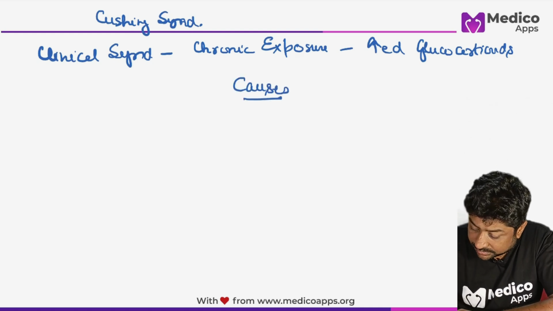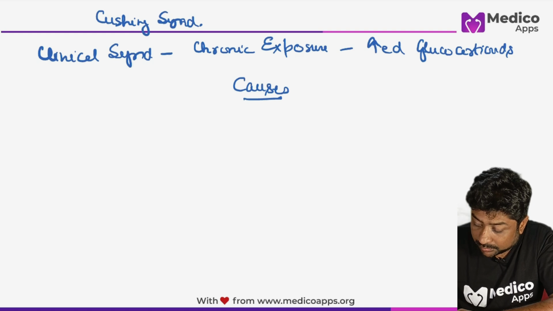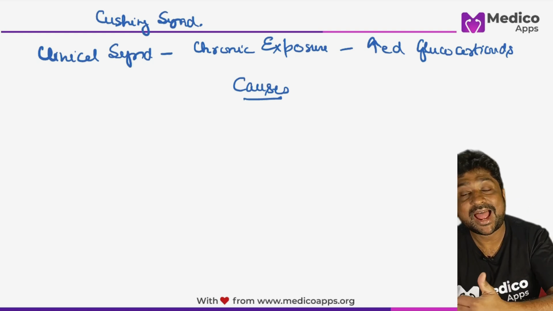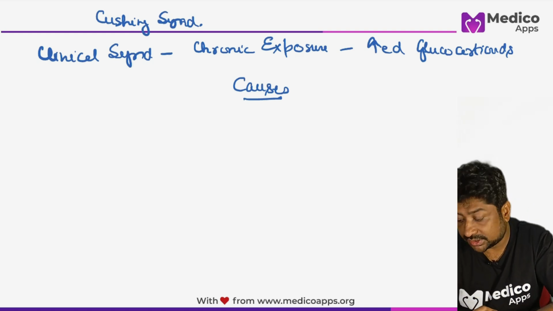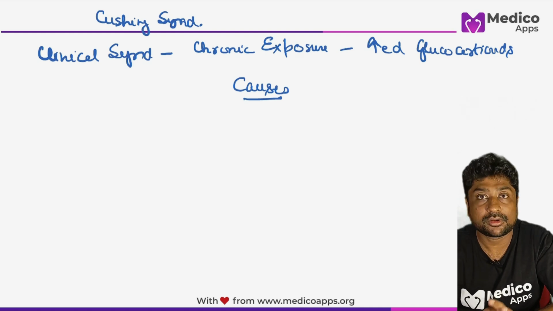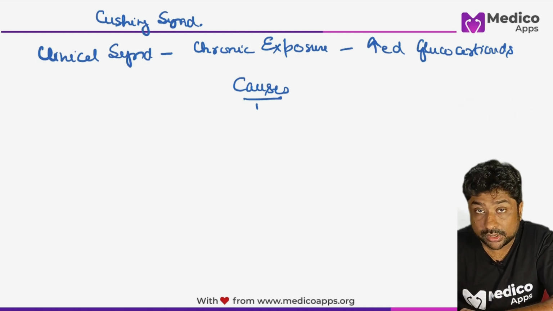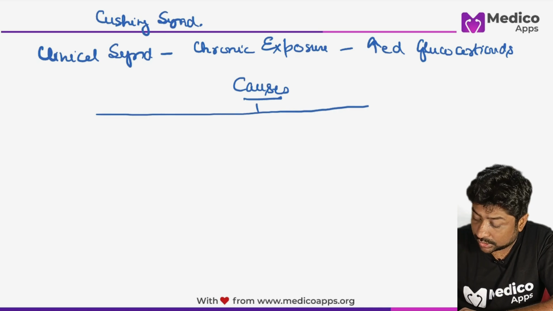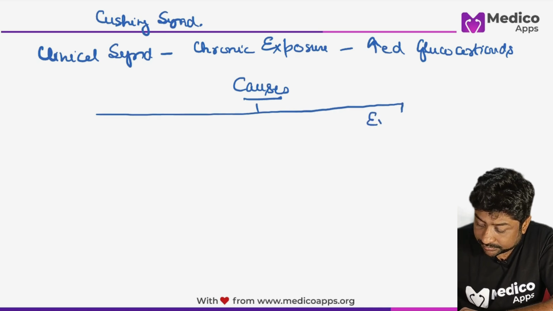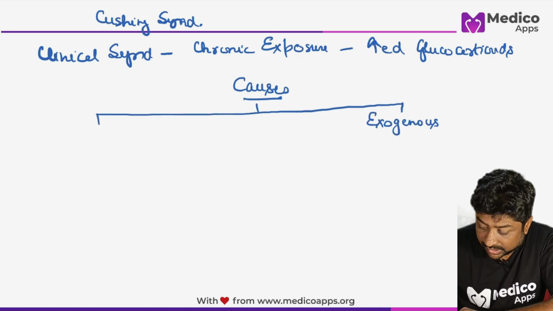Let's look at the causes. Probably the causes and how do we diagnose this Cushing syndrome are the two most important parts of this video lecture. So let's have a detailed look at what the causes are. Causes can be divided into exogenous causes or endogenous causes.